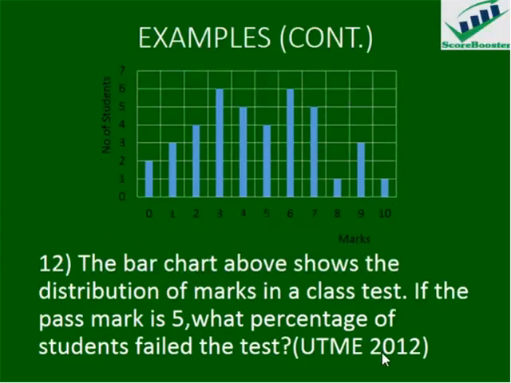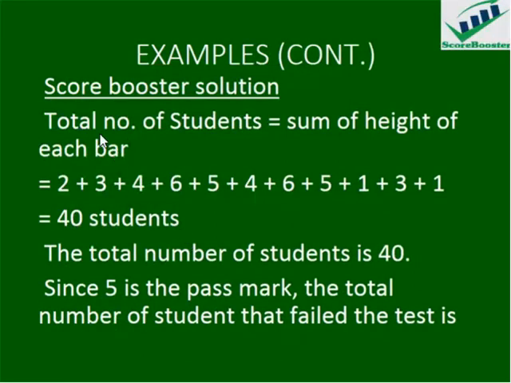So now let's move to the solution. To obtain the total number of students, as I've explained, it will be the sum of the height of each bar, which is what we have here. So if you sum this together, we have 40 students. I've explained that earlier. So the total number of students that took part in the test is 40.